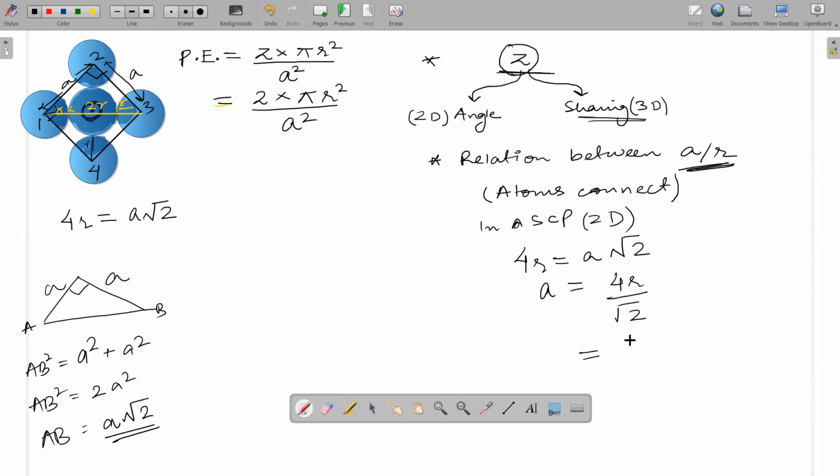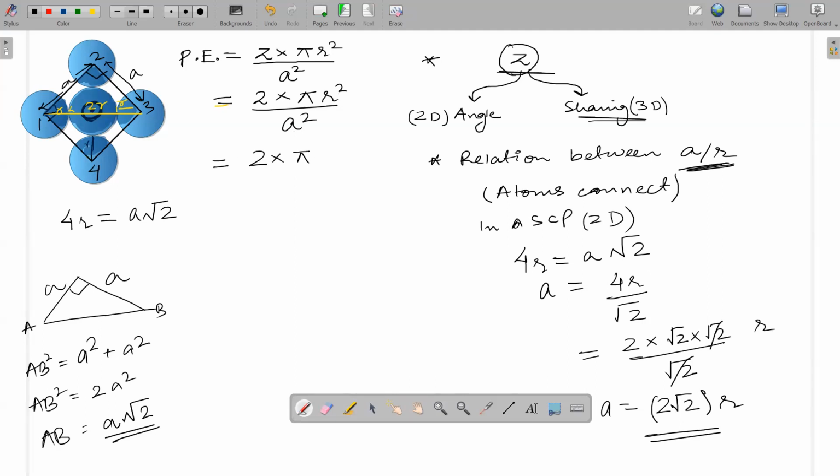So I can write 4 as 2 into root 2, so A is equal to 2 root 2 R upon root 2. So you can say A is equal to 2 into R. Correct, everyone? See, just check this. It's right. Let us now calculate the packing efficiency.